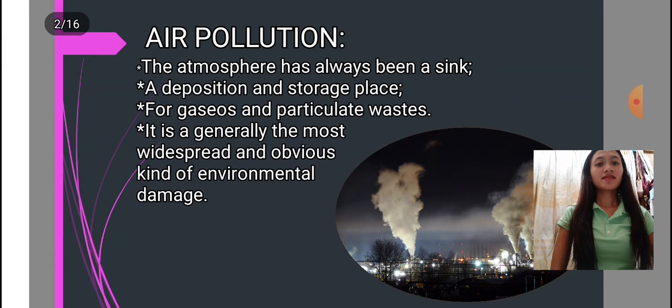As I start, let's first define air pollution. The atmosphere has always been a sink, a deposition and storage place for gaseous and particulate waste. So when the amount of waste entering an area of the atmosphere exceeds the atmosphere's ability to disperse or break down the pollutants, problems result. It is generally the most widespread and abused kind of environmental damage. While developed countries have been making progress, air quality in the developing world has been getting much worse.